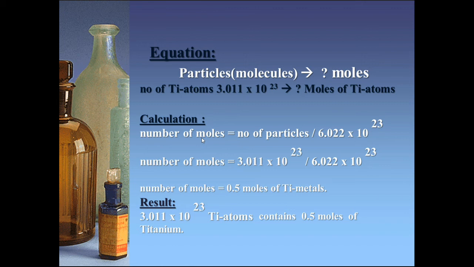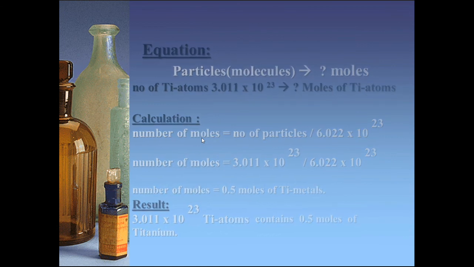Cancel the exponent, both having 10^23. So 3.011 divided by 6.022, we get 0.5 moles of titanium metal. So the result is 3.011 × 10^23 titanium atoms contains 0.5 moles of titanium.